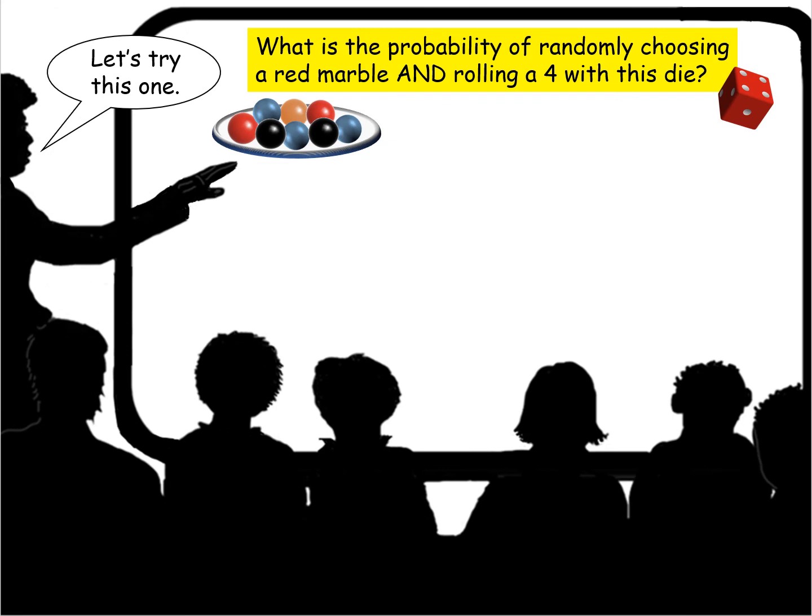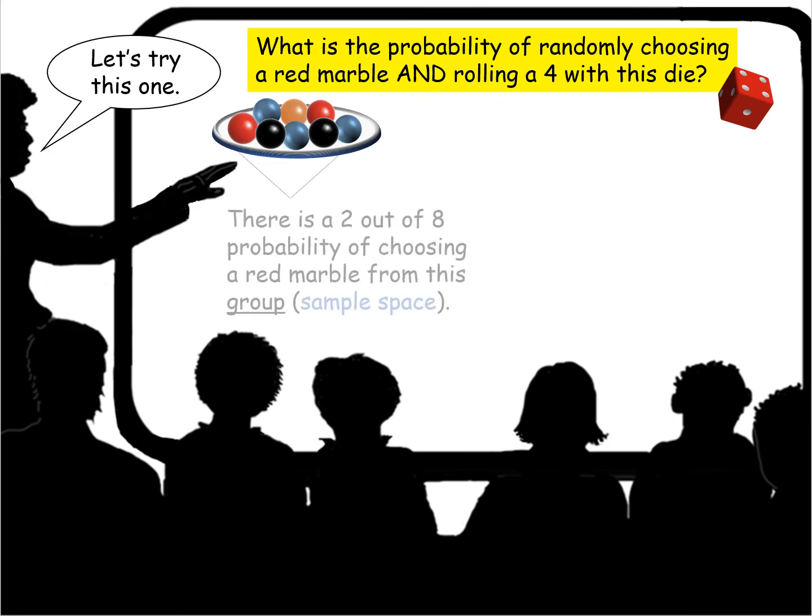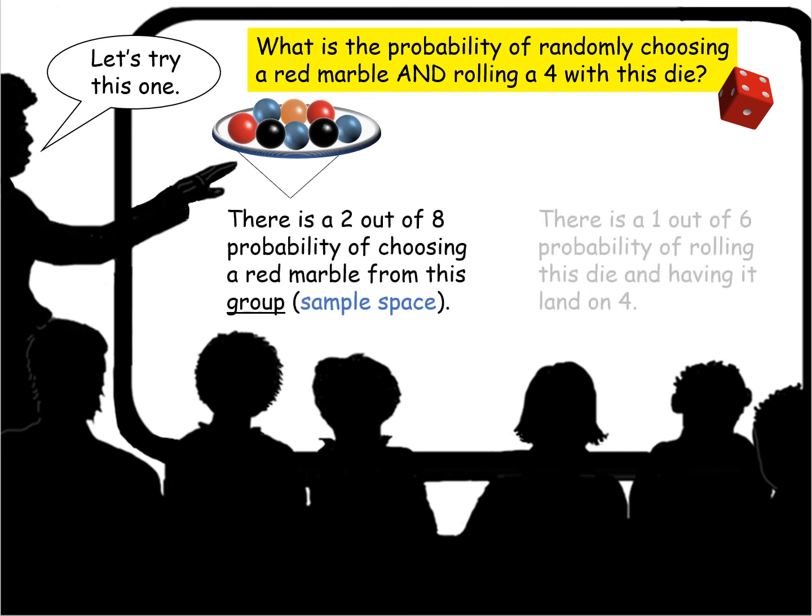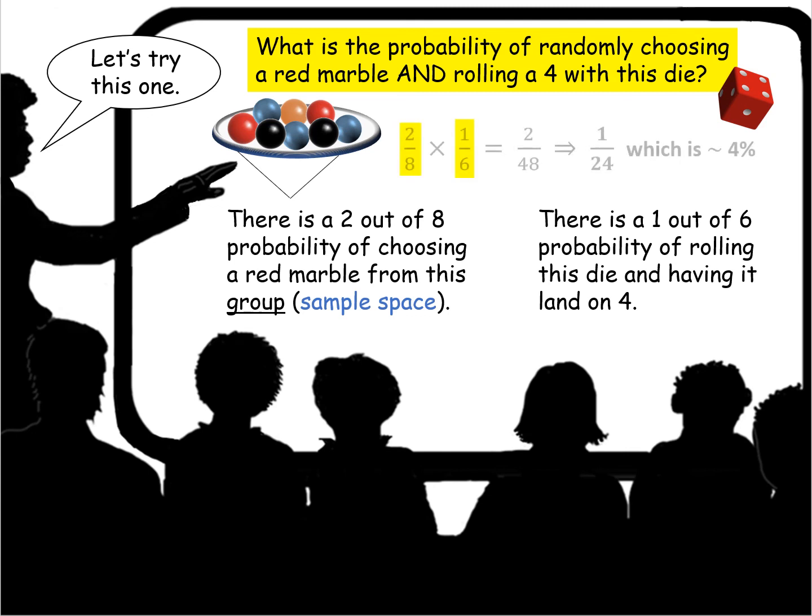Let's try this one. What is the probability of randomly choosing a red marble and rolling a 4 with this die? So you see the little group of marbles there. There is a 2 out of 8 probability of choosing a red marble from this group or sample space. There are 8 marbles and 2 of them are red. There is a 1 out of 6 probability of rolling this die and having it land on 4.